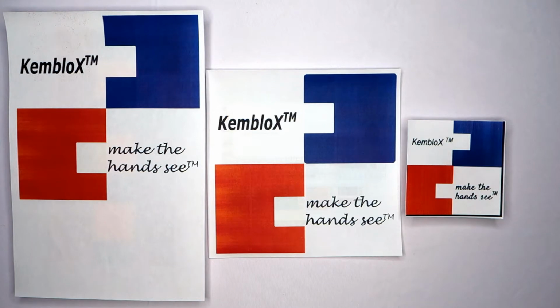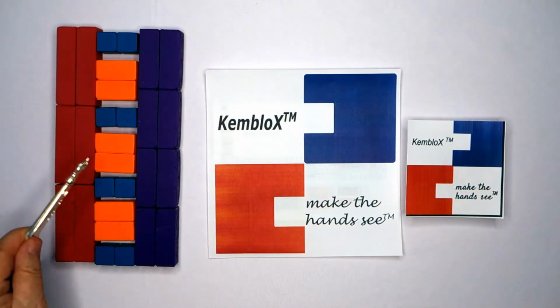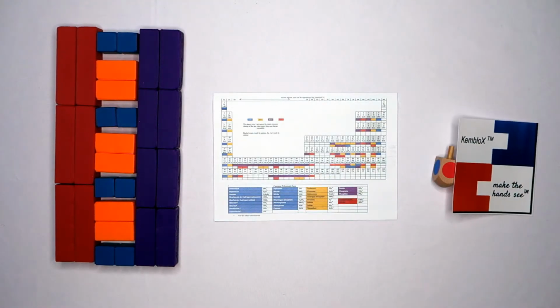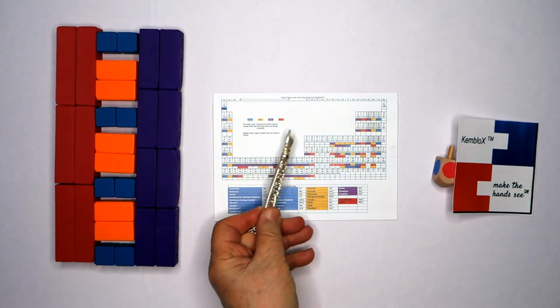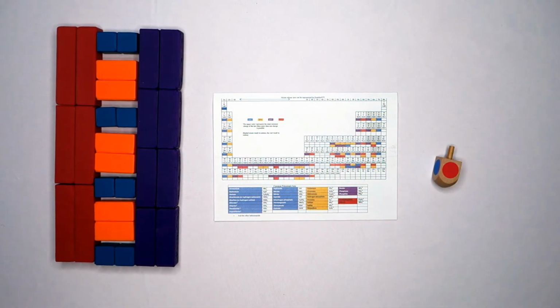The KembloX system comprises three synergistic parts: a set of complementary blocks, a chart of most common ions, both monatomic and polyatomic, and a four-sided spinning top. The three components share a color code associated with mono, di, tri, and tetravalent ions.